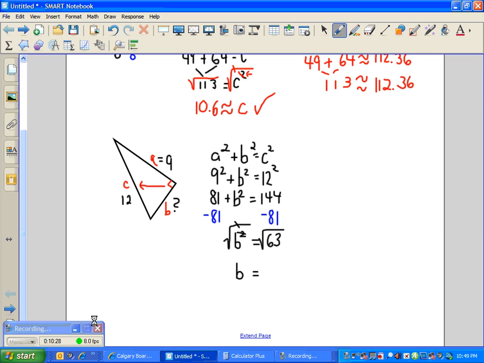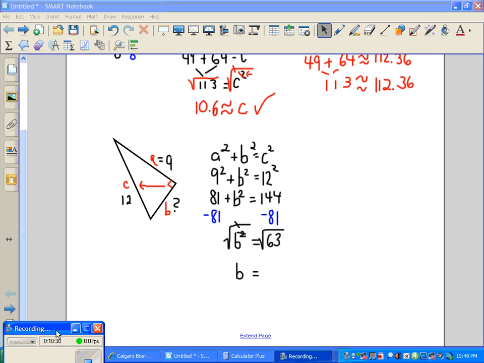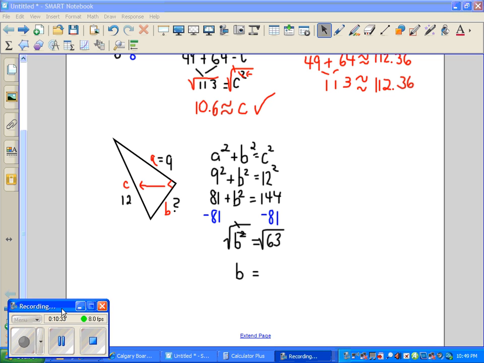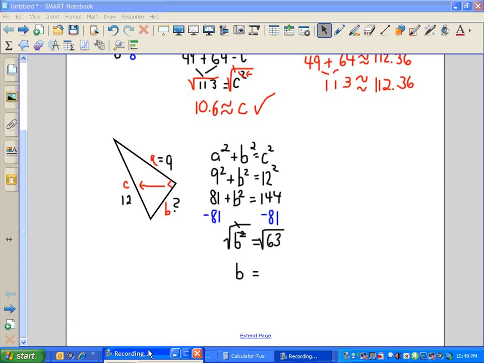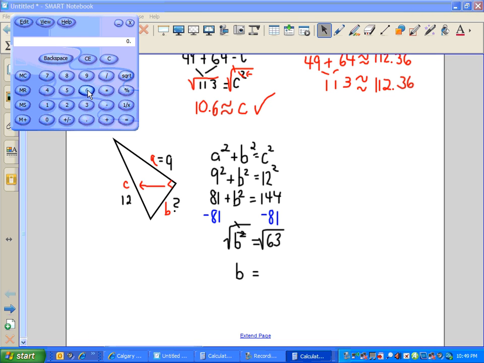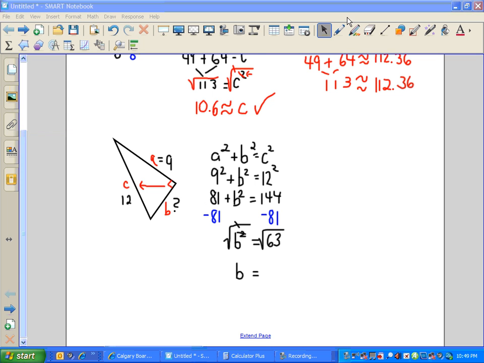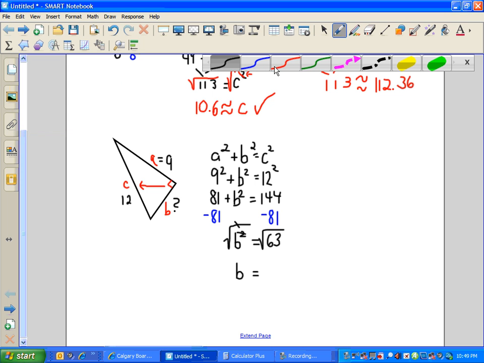So now we want to figure out what is the square root of 63. I'm going to get my calculator open here again. And the square root of 63 is 7.9 and a whole bunch of numbers. Since the next number is 3, I'm going to round that to 7.9. And since I'm rounding, it's about 7.9.